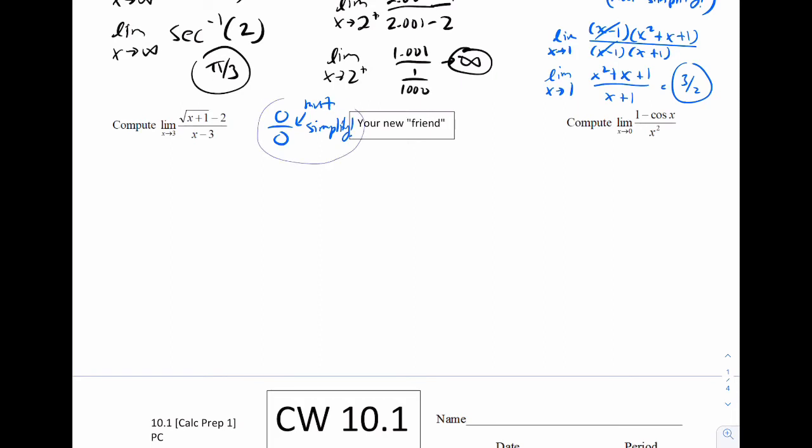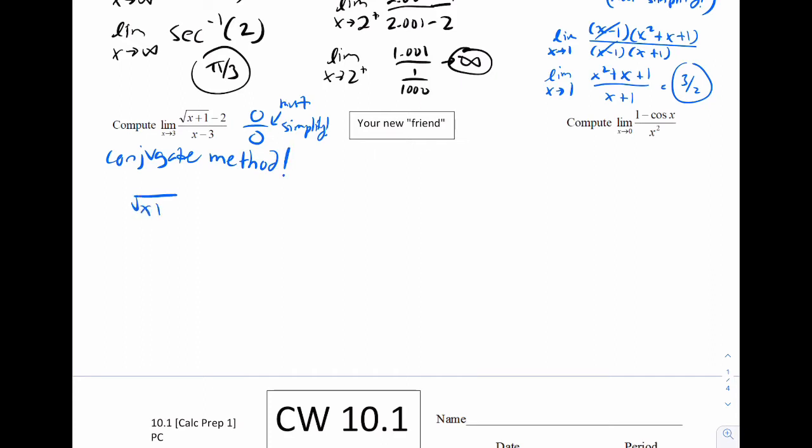So what we're going to do is use the conjugate. So this is going to be our conjugate method. Very, very useful method whenever you have radicals like this. So I'm going to simplify it. The square root of x plus 1 minus 2 over x minus 3. Multiply by the conjugate to top and bottom. Let's see what happens.